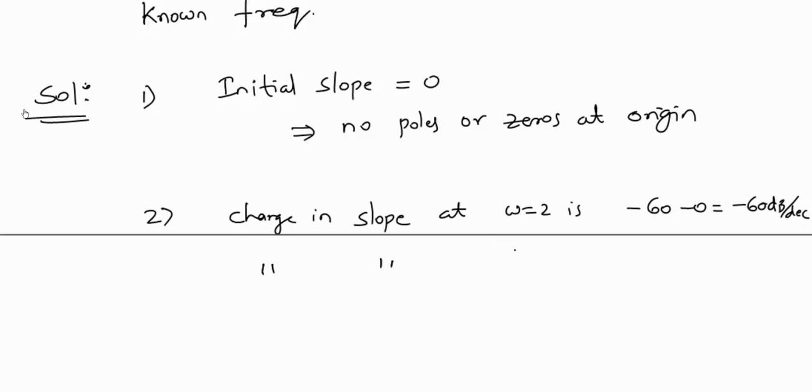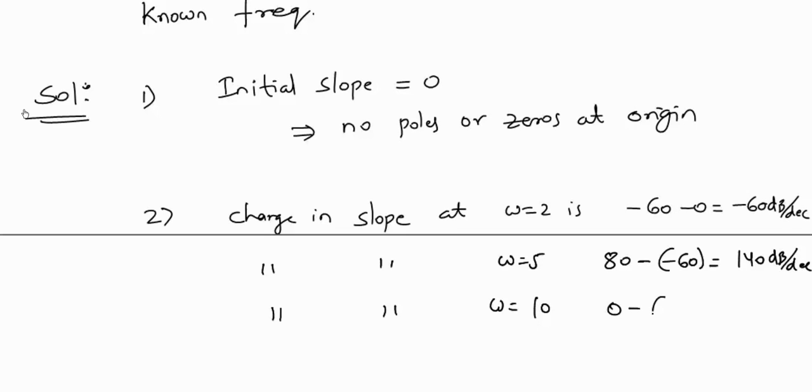Then we'll calculate the change in slope at omega equal to 5. At omega equal to 5 the change in slope is 80 minus of minus 60, which comes out to be 140 dB per decade. Then at omega equal to 10, we have 0 minus 80, so it's minus 80 dB per decade. So we have got the change in slope for all the corner frequencies.